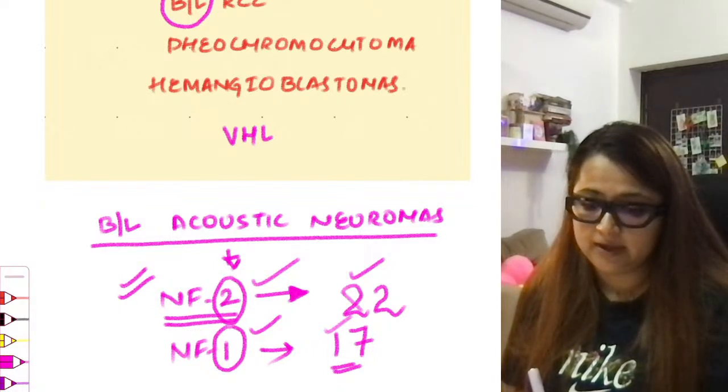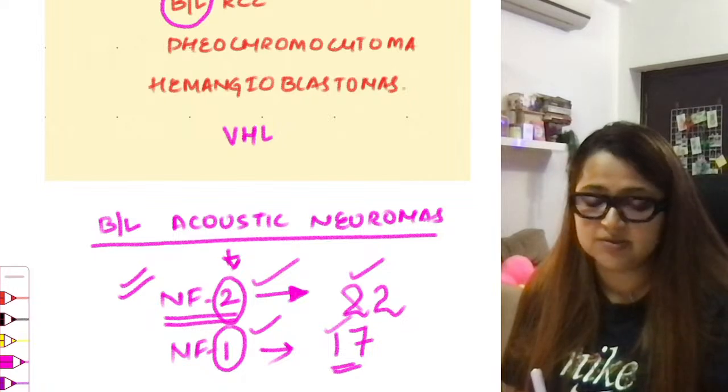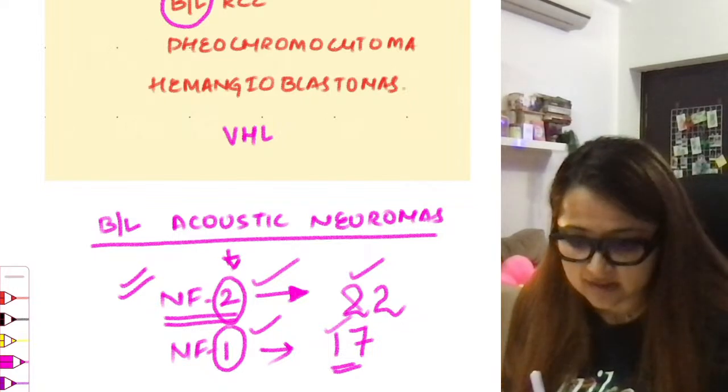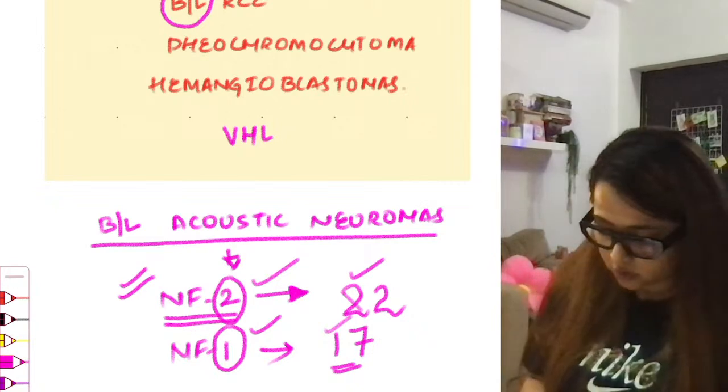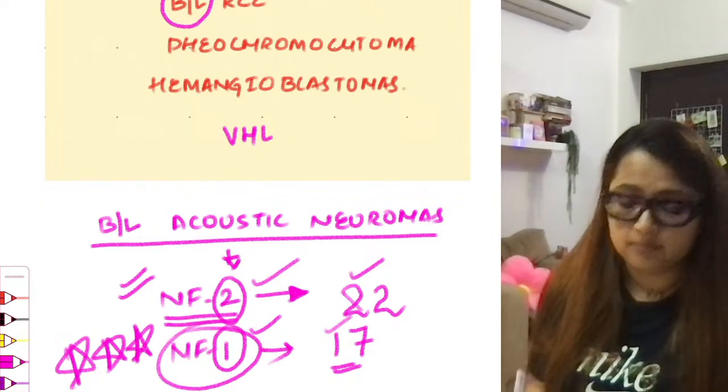NF1 or NF2? Multiple neurofibromas and ccafé au lait spots. Which one would you mark? Yes, Samprita, you gave the right answer. You're going to mark NF1. Okay, NF1.